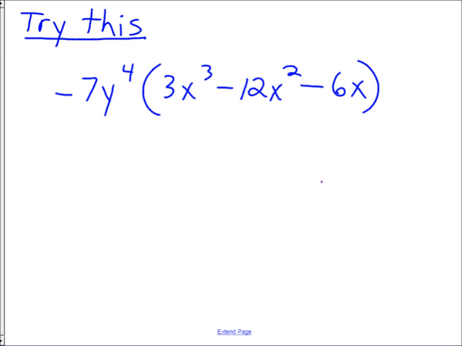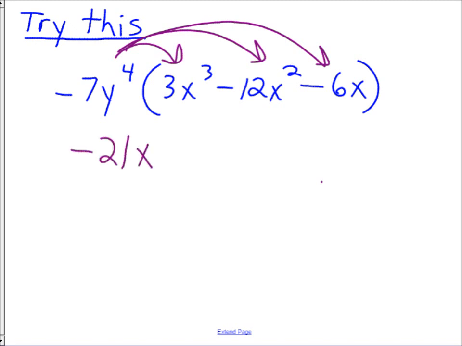Okay, so hopefully you paused the video and tried that on your own. So we're going to go over the answer. Again, we're multiplying the -7y to the 4th to each of these terms. But if I look, I don't have any other y's in the second polynomial. So really, I'm just multiplying the numbers and putting the variables together. So the first one will be -21x to the 3rd y to the 4th.